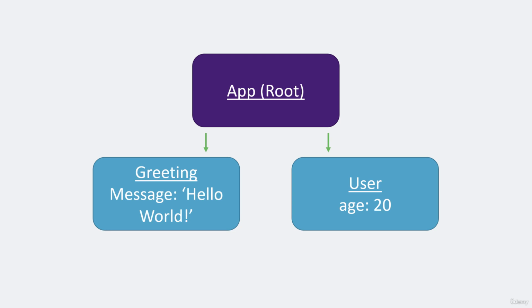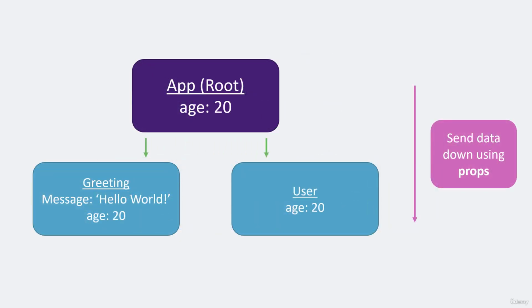The question is, how do we send the age to the greeting component when it's stored inside the user component? The solution may be to send the data over to the sibling component, but that's currently not possible. Vue doesn't offer a way for components to send data to their siblings. If it isn't possible to send data to sibling components, then how do we share data? The real solution is to store the data inside the app component. We'll be able to send it down to the children components.